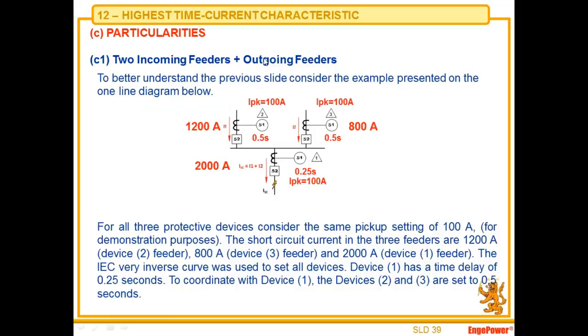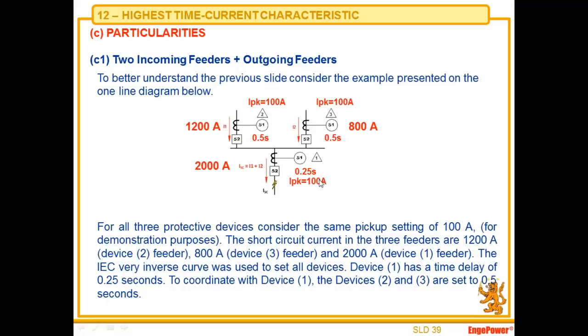2 incoming feeders plus 1 outgoing feeder. In order to simplify the calculations, I put the pickup of the relays at the same value of 100 amps. So relay 1 is 100 amps, 2 the same and 3 the same. The short circuit current that device 1 is sensing is 2,000 amps. That is the sum of 1,200 plus 800.